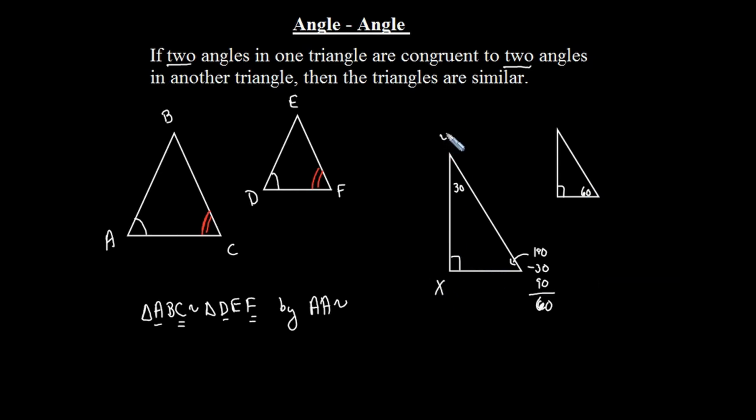Let's name this one X, Y, Z, and this one P, Q, R, and then we would write the similarity statement. Triangle XYZ is similar to triangle PQR. Again, these are oriented in the same way, so it's pretty simple to match up the vertices, but just make sure that when you write that similarity statement, you're attending to corresponding vertices listed in the same order.